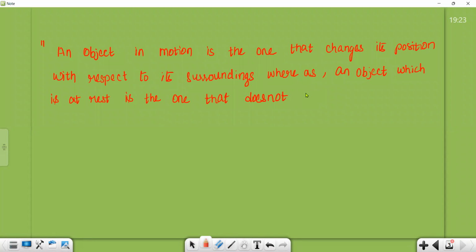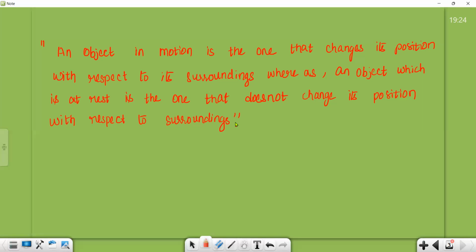An object at rest does not change its position with respect to its surroundings. With respect to the surroundings, if the object is in motion, it changes position. If the object is at rest, it will be at that particular position only. Isn't it? Yes, ma'am.